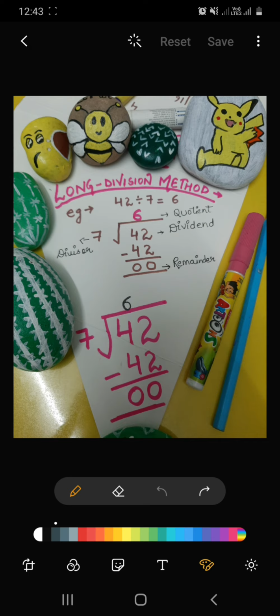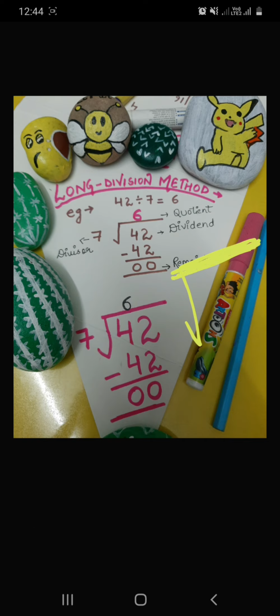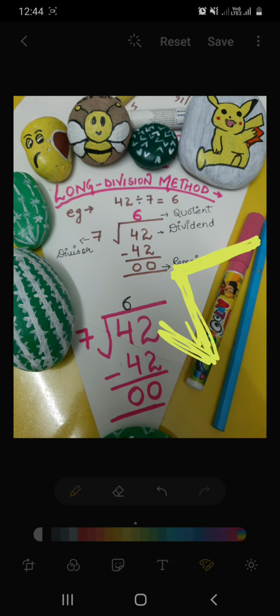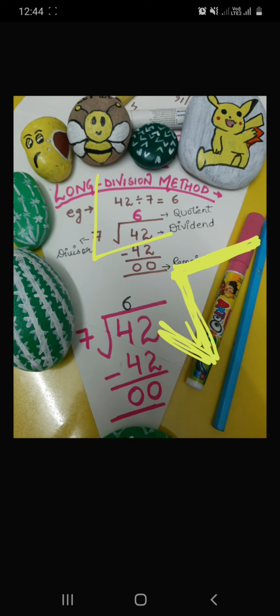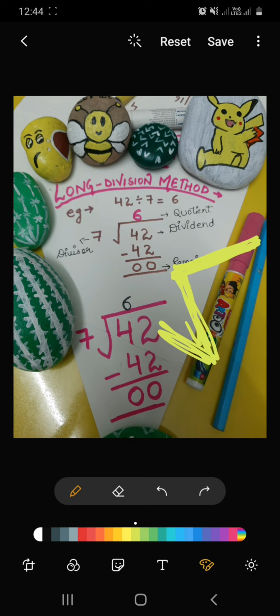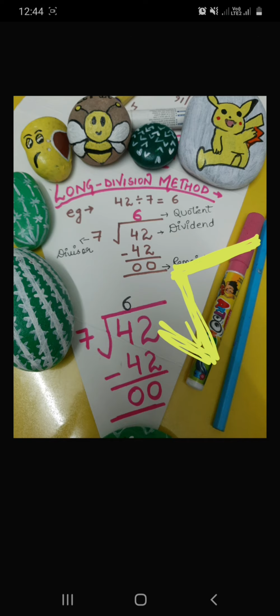Now you can see I have made a picture, I have made a symbol like this symbol, this one. Okay, so this is the symbol for long division method. This you will make for long division method. And for short division method, how you have made? You have made like this. Okay, so there should not be any confusion. Long division method we make the symbol like this.